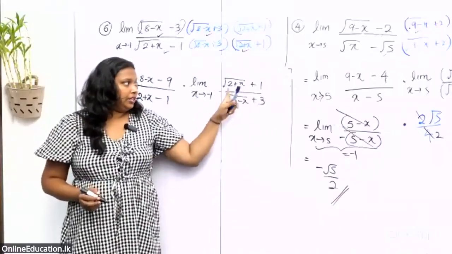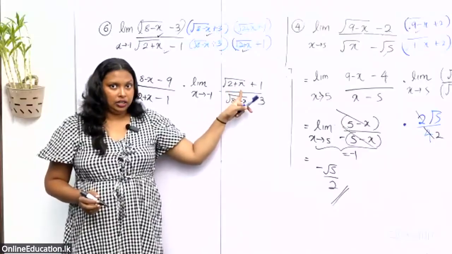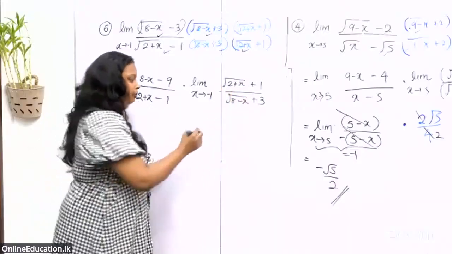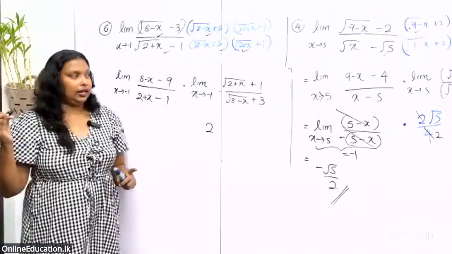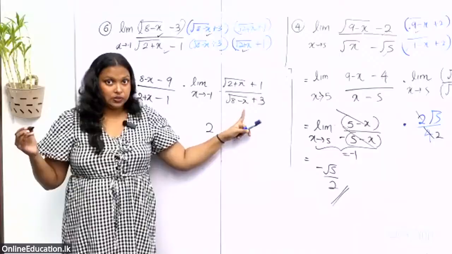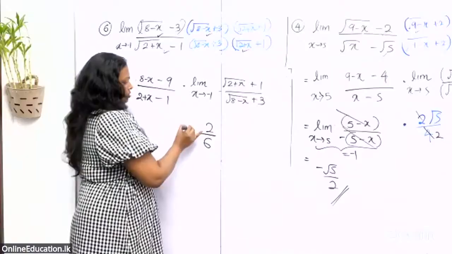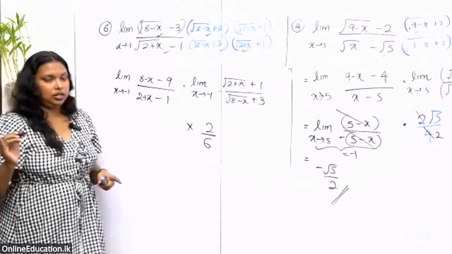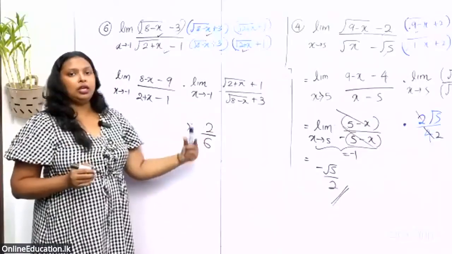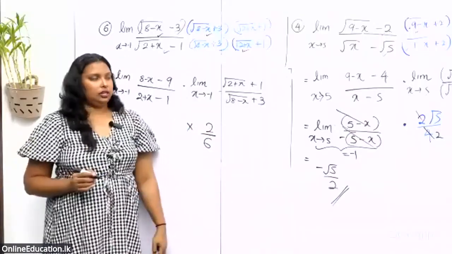See, substitute -1, you don't get any undefined condition. Substitute -1 here: 2 minus 1, 1, square root of 1, 1 plus 1, so the numerator is 2. Substitute -1 here: 8 minus -1, 8 plus 1 is 9, root 9 means 3, 3 plus 3 is 6. Can you understand? So we can write this one as just 2 over 6. From the very first step we can do it. No need to continue writing the limit until the last step.